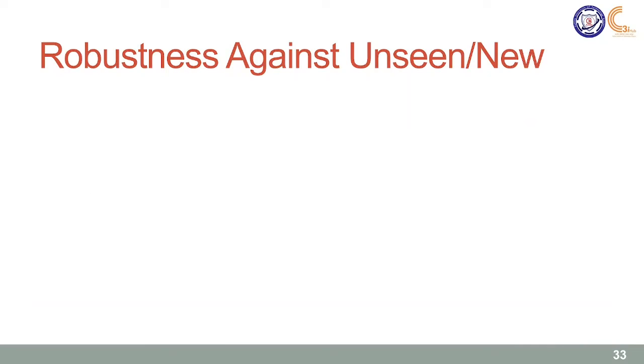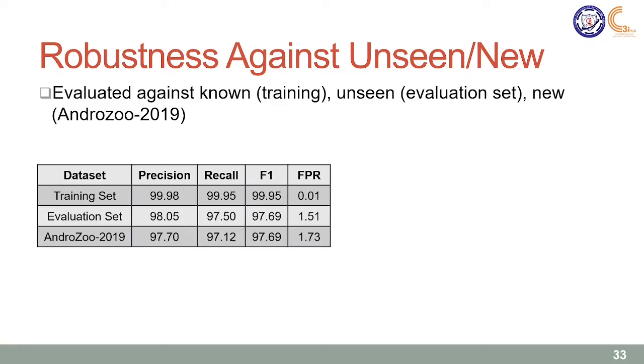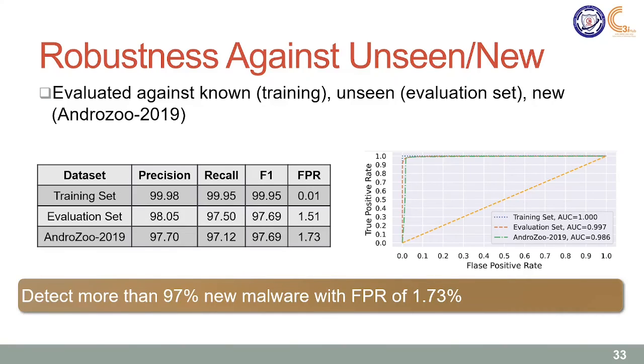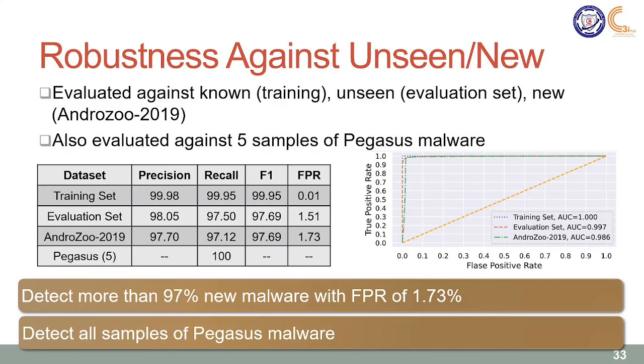Now, we look at the robustness of DeepDetect against unseen and new samples. The model is evaluated against known, unseen, and new samples. We observe precision, recall, F1 score, and FPR along with the ROC curve and AUC value. Evaluation shows that DeepDetect can detect more than 97% of new malware with 1.73% false alarms. We also evaluate DeepDetect against 5 samples of Pegasus malware. Interestingly, DeepDetect is able to detect all samples of Pegasus.